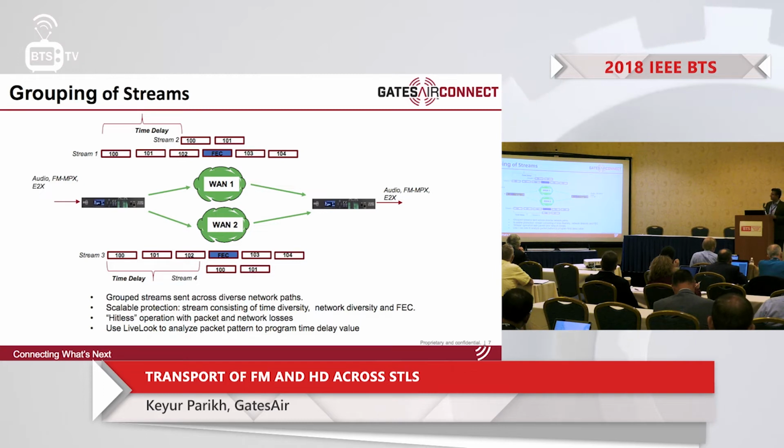So having a configuration like this, in order for you to lose a packet at the decoder, you'd have to lose the same packet on all 4 streams and not have the FEC be able to recover that packet. So it's an extremely scalable technique that works well even on a single network connection, because you can add additional time offset streams, you can add additional FEC streams.